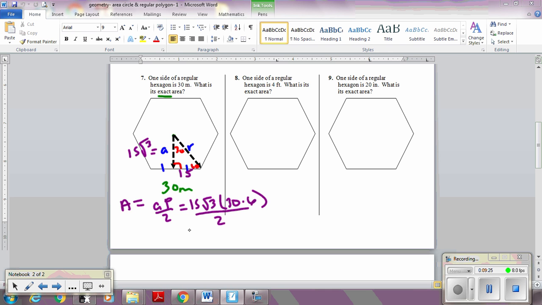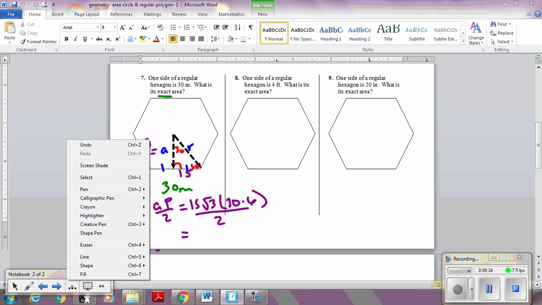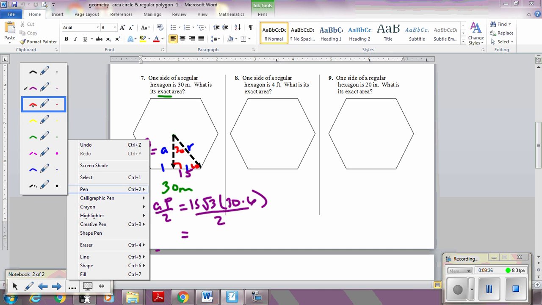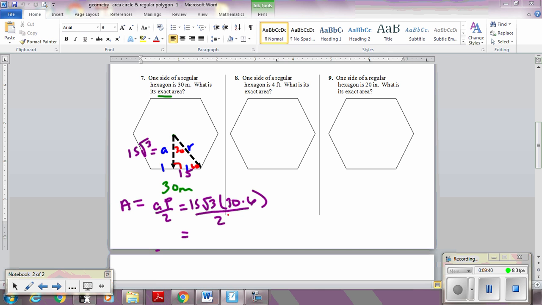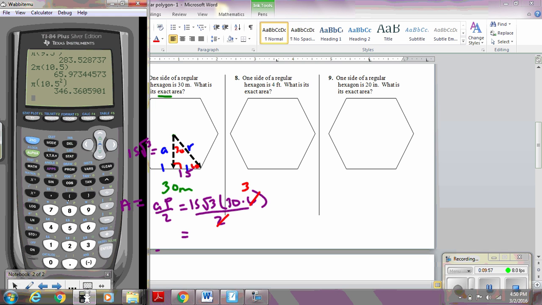Now I'm going to choose to, first of all, cut out some of my calculator work by dividing this 6 by 2, so that gives me a 3. So it's 3 times 30, which is 90. And then I would take the 90 and multiply it with the 15 only, not the root, and that'll be my answer.